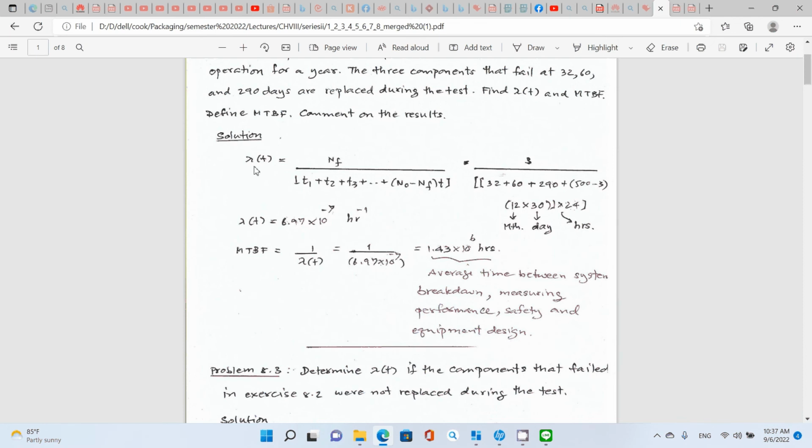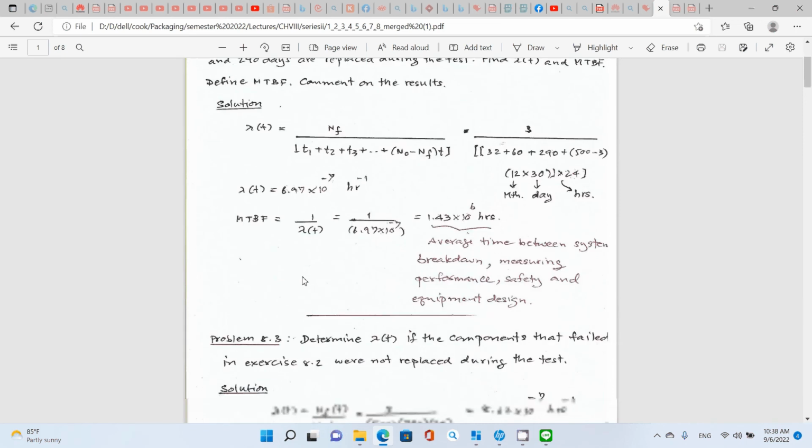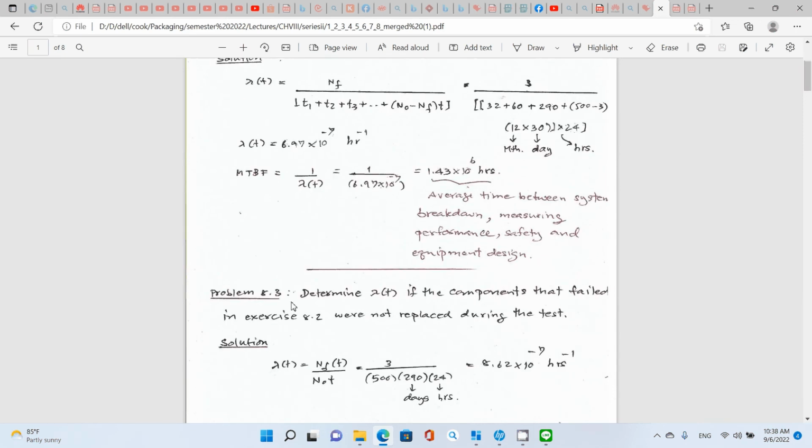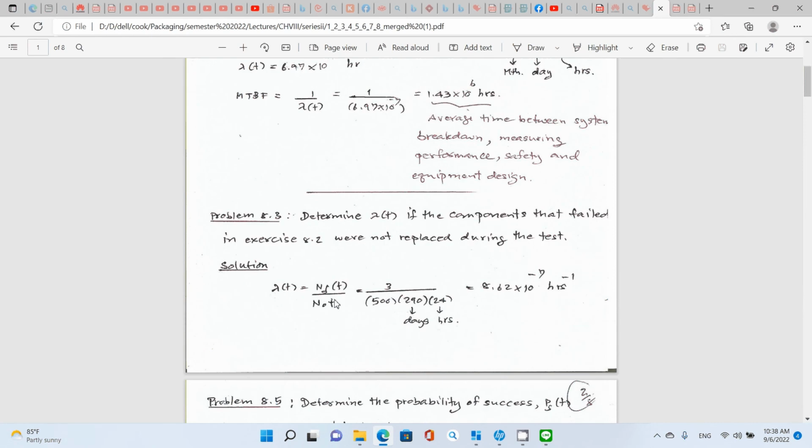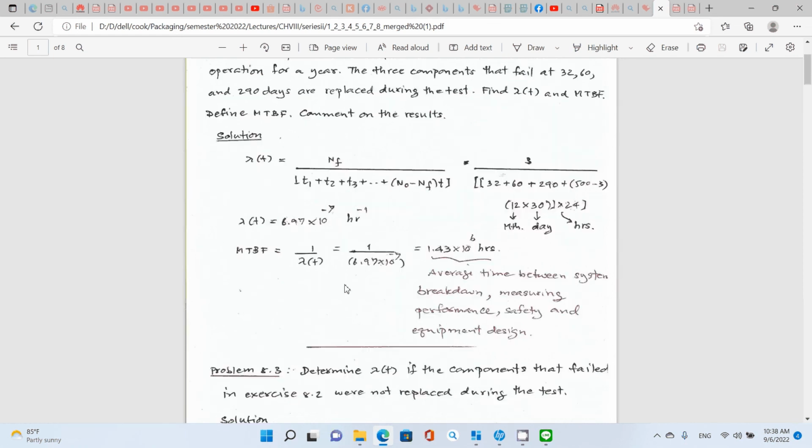As per the failure rate, we have two cases. One is that the failed one is replaced with a good one, which you can apply dissipation. And the other one is problem 8.3, where the failed ones are not replaced with a good one. So let's get started with the one with replacement first.